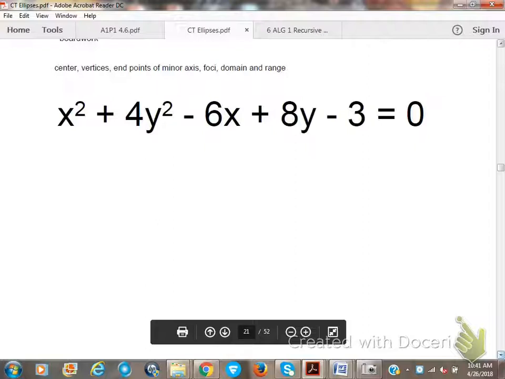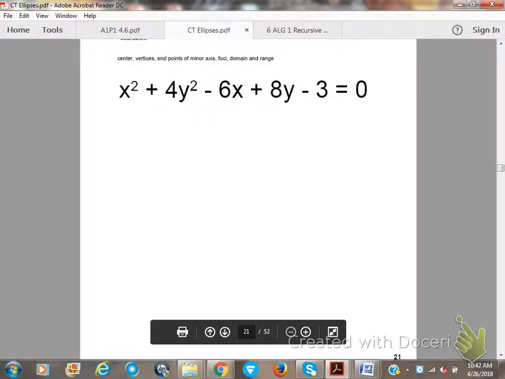So is this one written in ellipse form? No, clearly not. What are we going to need to do? We're going to need to complete the square. How many times? Twice. Good. All right, so I'm going to put my x's by each other. I'm going to put my y's by each other. For right now, do I want that 3 there? No. Okay, I'm going to kick it to the other side.